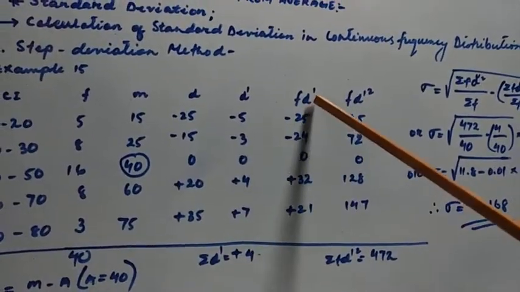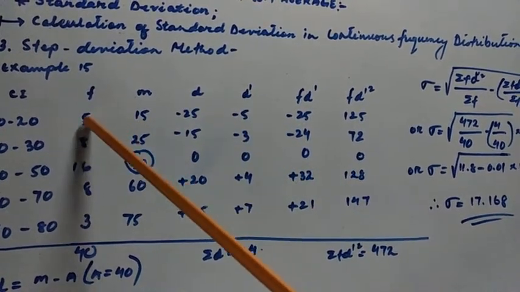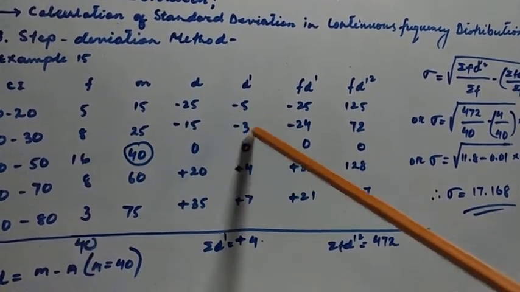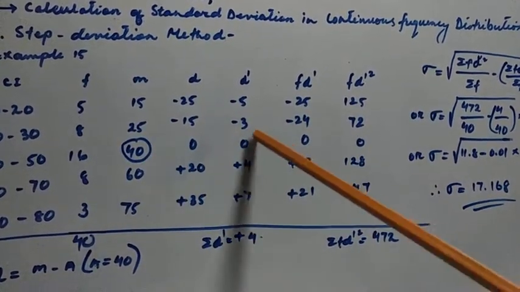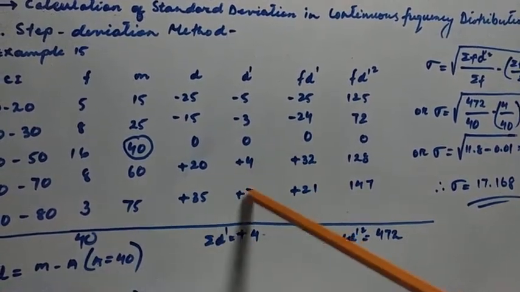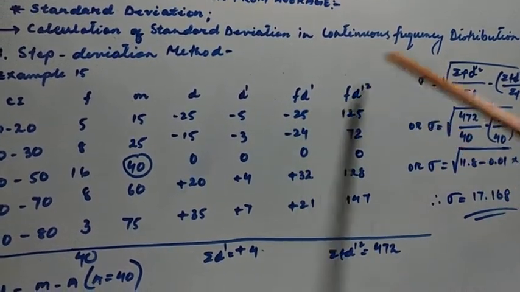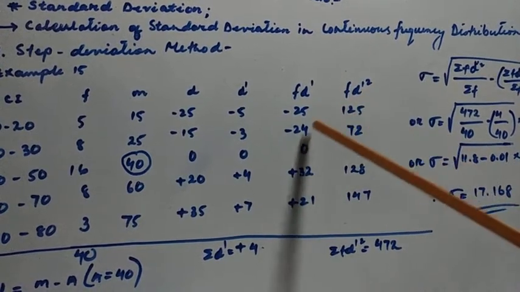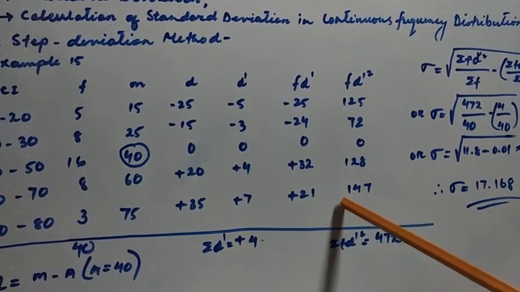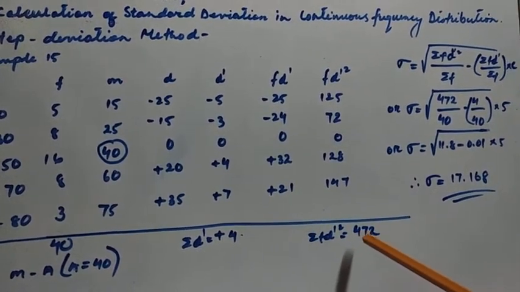Now for fd dash, you multiply d dash with the corresponding frequencies. That is 5 into minus 5 is minus 25, 8 into minus 3 is minus 24, 16 into 0 is 0, 8 into 4 is 32, 3 into 7 is 21. After finding fd dash, you find fd dash square: 125, 72, 0, 128, 147. Now you have summation fd dash square, which is 472.